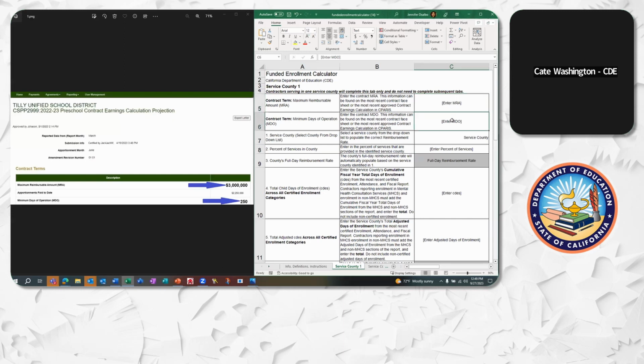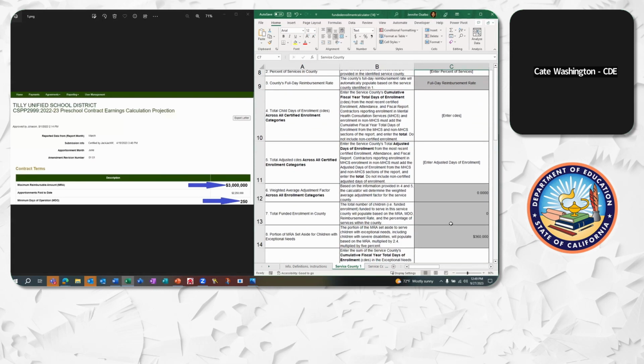The first 2 rows that require data entry are the maximum reimbursable amount, or MRA, and the minimum days of operation, or MDO. That information can be found either on the contract face sheet or on the most recent contract earnings calculation in CPARIS. In the example we are using today, I have taken that information from a contract earnings calculation. As you can see in this example on the left, this agency's MRA is $3 million and their MDO is $250. Entering the MRA will cause the set-aside to be calculated, which you will see in cell C14.